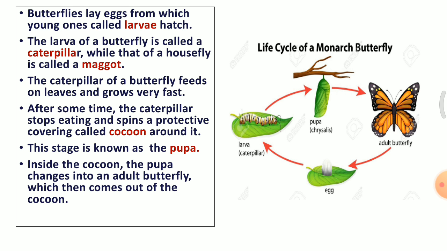Do you understand the life cycle of a butterfly? The adult butterfly lays eggs on the leaf. After a few days, the larva comes out from the egg. This larva is the young one of the butterfly. Another name for the larva is caterpillar. This caterpillar eats leaves and grows very fast. After some time, the caterpillar stops eating the leaves and spins a protective cover called a cocoon around it. This stage is known as a pupa. Inside the cocoon, the pupa changes into an adult butterfly and then it comes out.